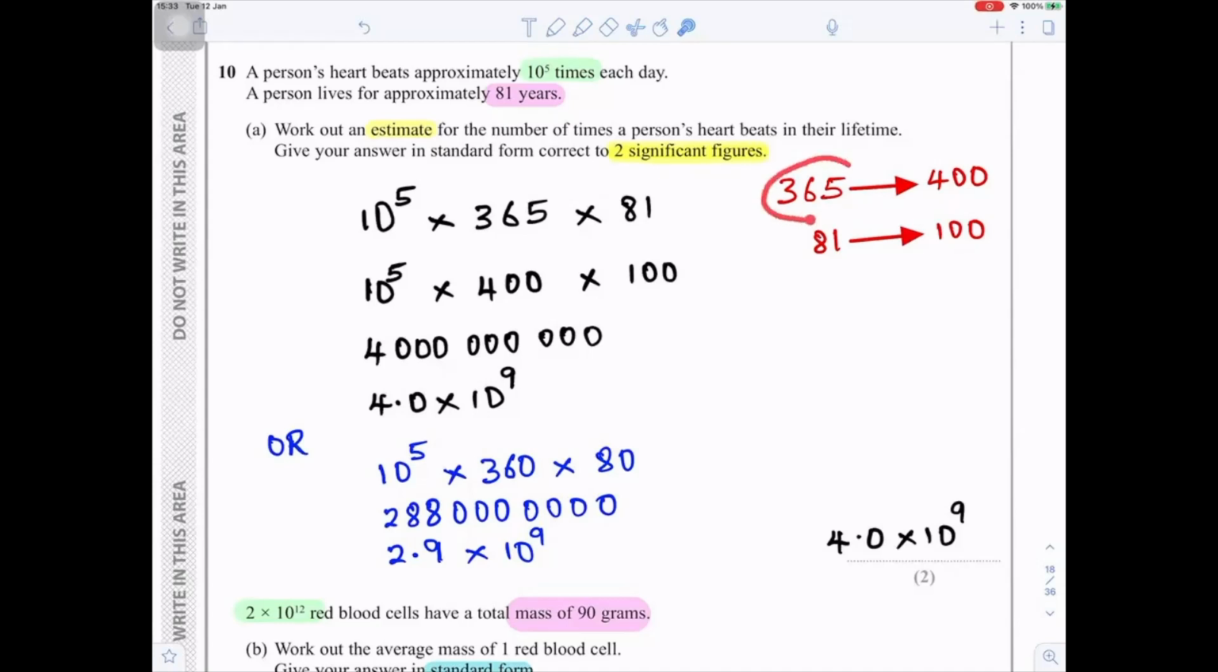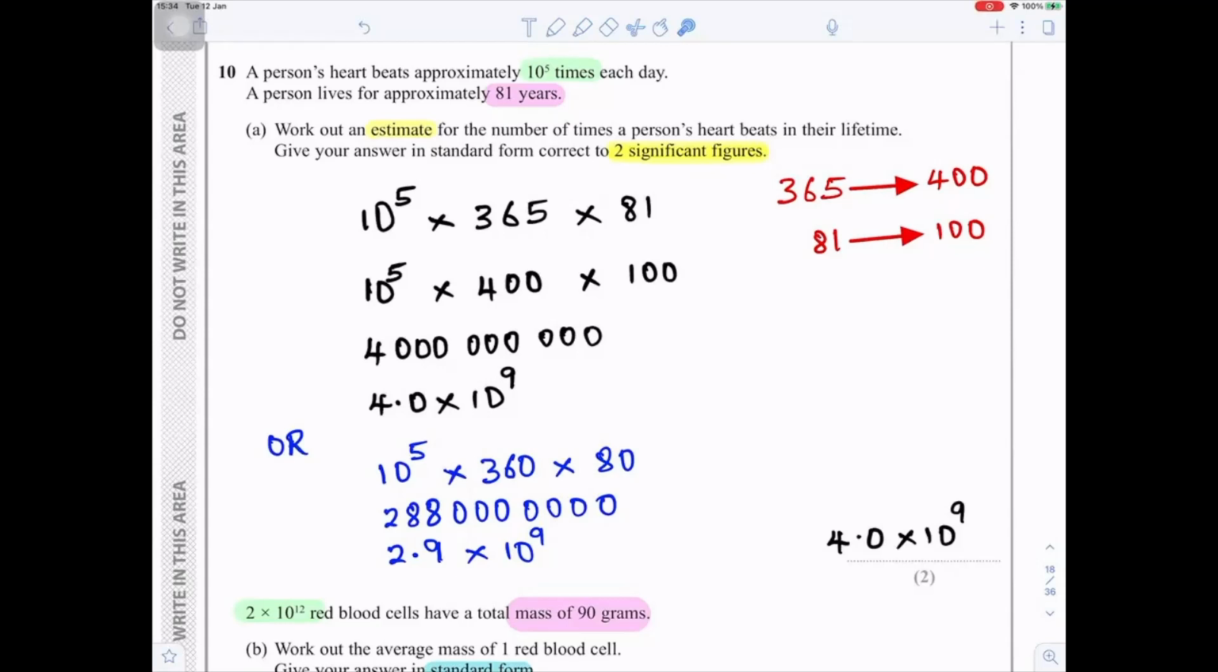Because we want to work out an estimate, we can round 365 to 400 and we can round 81 to 100. So it will be 10 to the 5 times 400 times 100. So we've changed 365 to one significant figure, which is 400, and 81 to one significant figure, we round it to 100. So that will be 4,000 million. So it's 4.0 times 10 to the 9, because there's 9 zeros there.